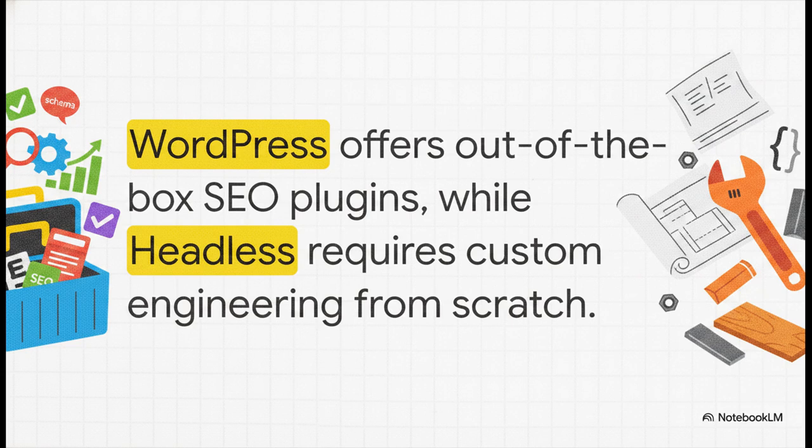Let's look at how this actually impacts your marketing team. WordPress wins heavily on immediate SEO tooling. With plugins like Yoast or Rank Math, a content editor gets schema markup, XML sitemaps, and meta tags pretty much automatically. Conversely, a bare headless setup? Well, that requires developers to build all of that structured data and SEO tooling completely from scratch. It's an ongoing engineering commitment that simply does not exist in WordPress.